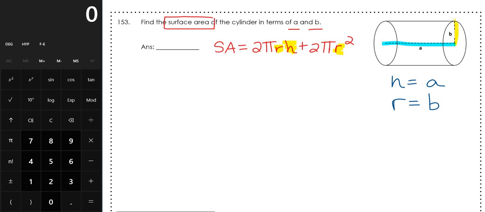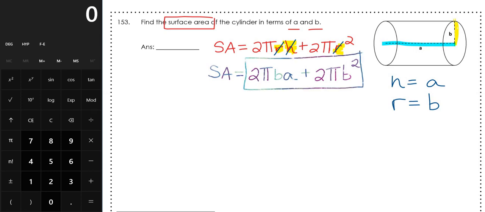Now we're going to plug all of this in to our equation. So remember, we shouldn't have R, we shouldn't have H, and we shouldn't have R. We should use A and B instead. So our final answer for this question, surface area equals 2 pi, the radius is B, height is A, plus 2 pi, your radius is B, squared. So our answer is here. Surface area using A and B instead of radius and height. Let's move on.